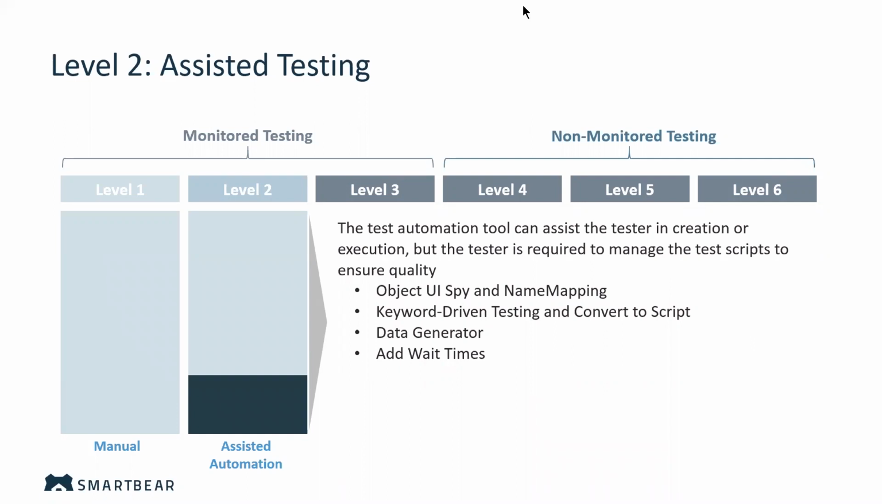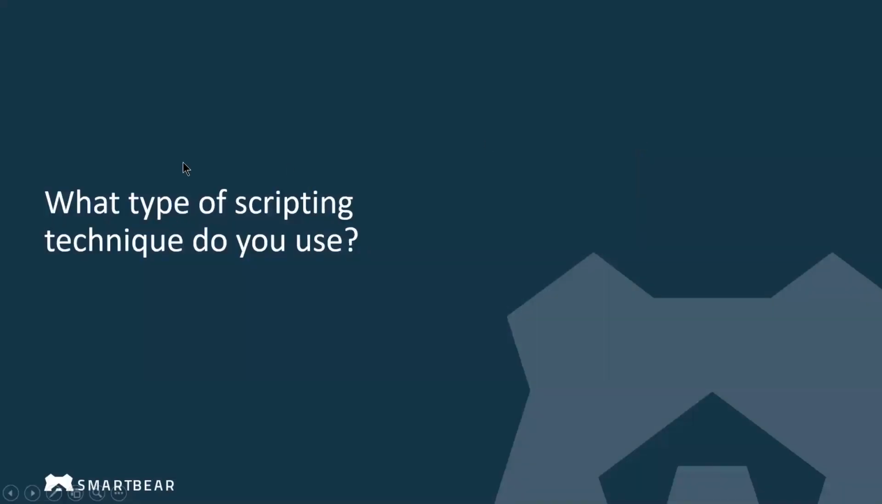Okay, so the next item on the agenda was another poll. So here we would like to understand what type of scripting techniques you use. So I'm going to launch this one here. And here you'll see you can choose from linear scripting, structured scripting, shared scripting, data-driven scripting, and keyword-driven scripting. So this is just to understand, from the technical users who are scripting, how they're choosing to do that at the moment.